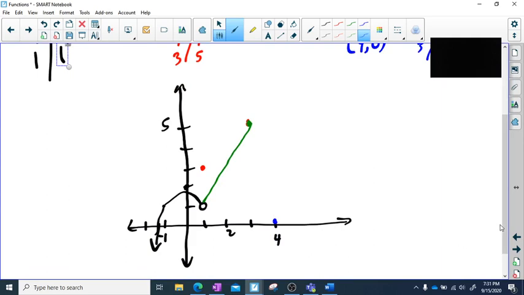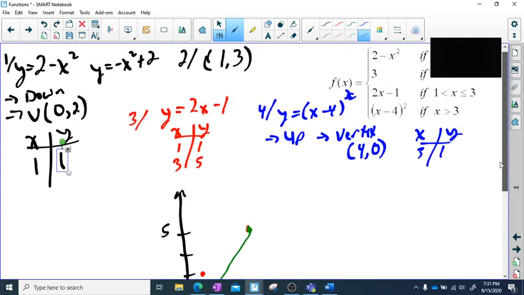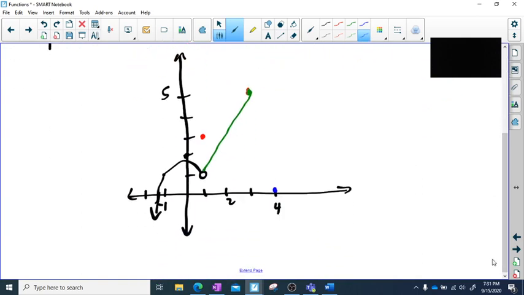Let me just back up to that for a second. Yep, so that's good. 3 comma 1, open. Use symmetry, over 1, up 1. I know it's a U-shaped graph, so it's not going to go down here. It's going to turn and go back up here. So I'll get another dot over there, and I'll get a graph that looks like that. And there you have the 4 different pieces of the function all sketched properly.